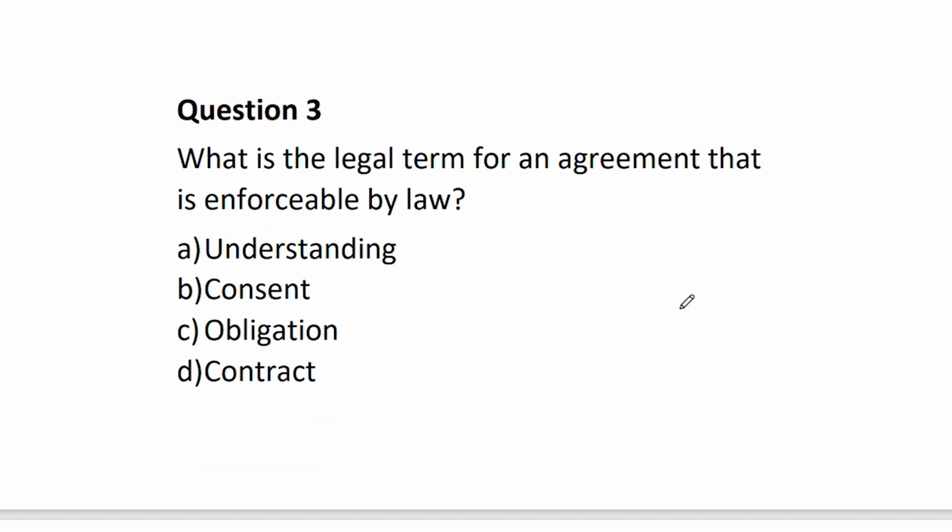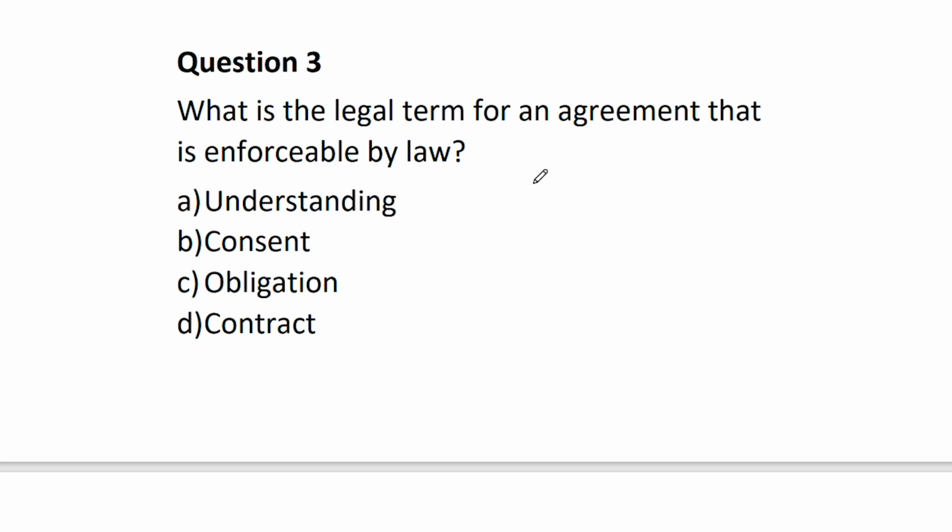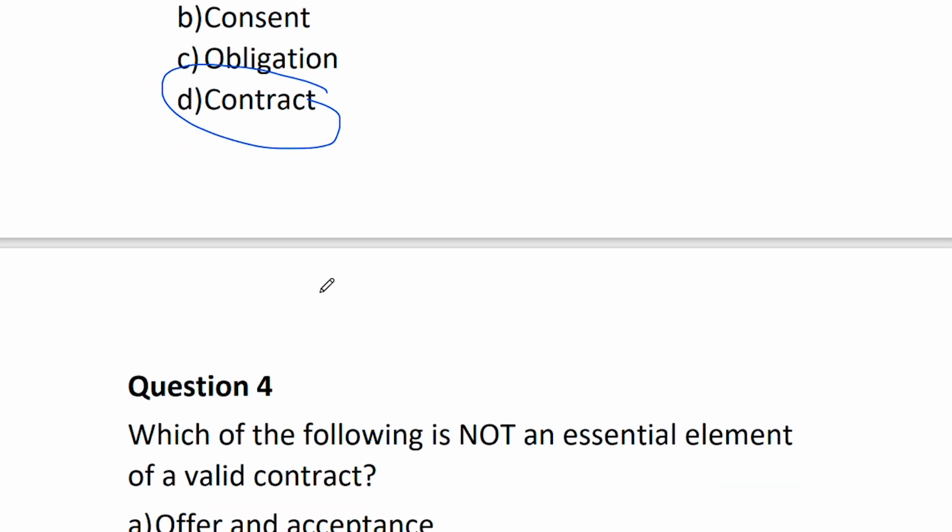What is the legal term for an agreement that is enforced by law? And so now we're just asking you, do you know what a contract is? Because a contract is a legal term, or a legal agreement, rather, that is enforceable by law. So the answer is contract, okay?